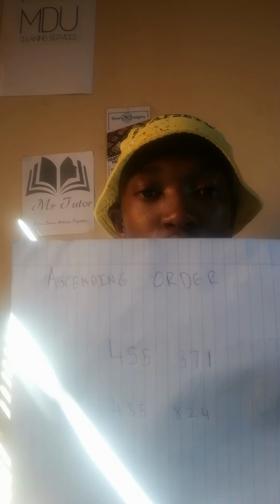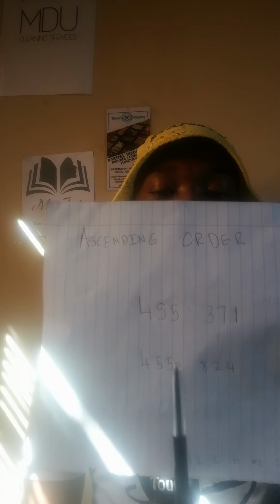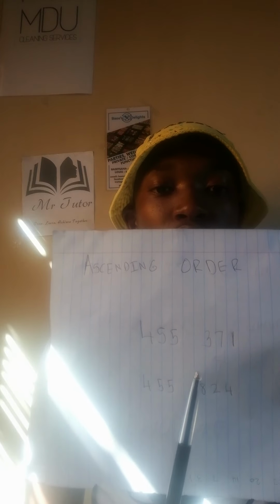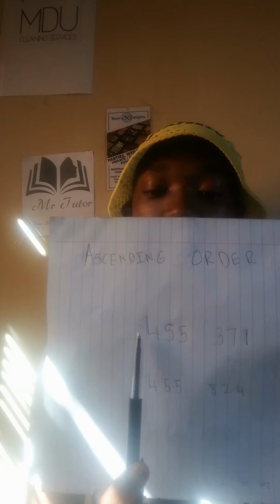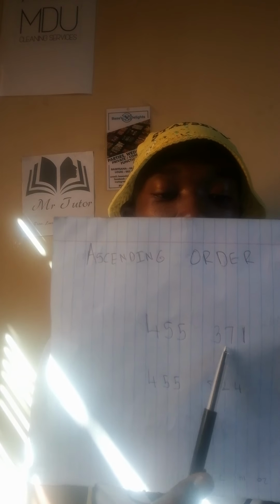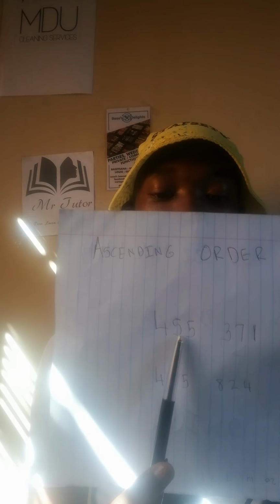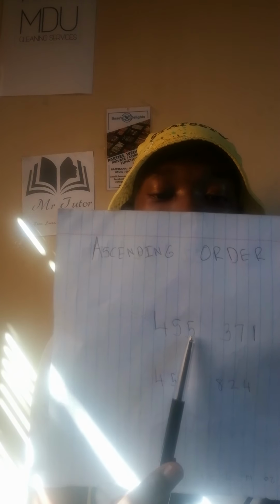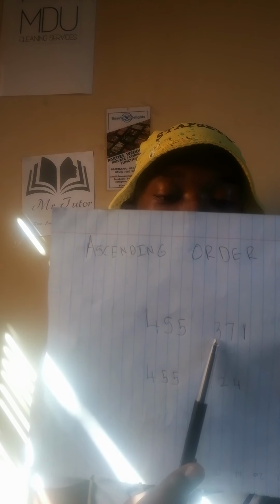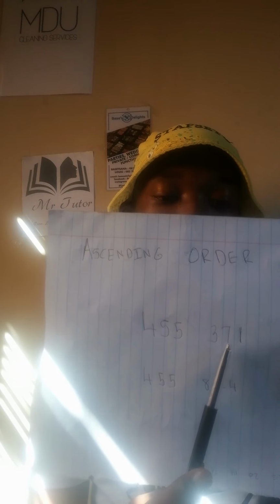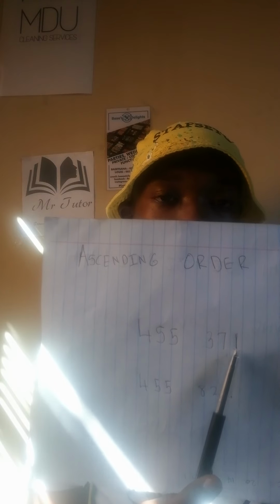Like I said, it's not really paramount or important for you to know the values, but I'm just going to show you how you can spot if this number is bigger than this one. So in the number 455,371, the 4 has a value of 400,000. The 5 has a value of 50,000. The 5 has a value of 5,000. The 3 has a value of 300. The 7 has a value of 70. And the 1 has a value of 1.